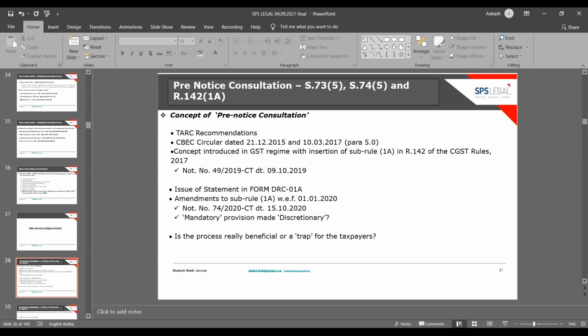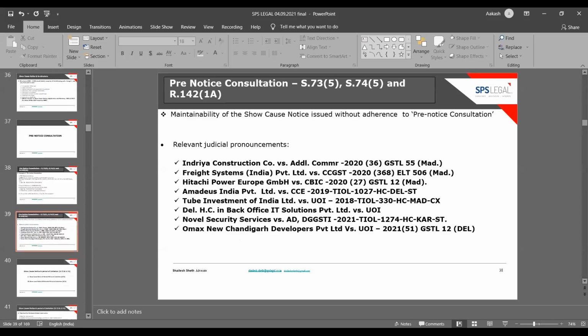In any case, the important, serious question that arises here is whether this pre-notice consultation is really beneficial for the taxpayer, or is it a trap for the taxpayers? That is the important question we have to ask. It has already been touted, already been projected as a beneficial provision.